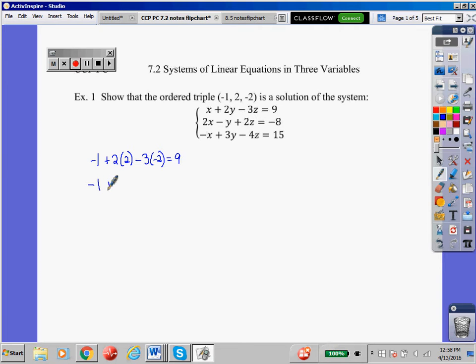So I get -1 plus 4 plus 6, and 9 equals 9. So the first one works. In order, though, for that triple to be a solution, it has to work in all 3 equations. So let me give you a head start and plug in those 3 in the second equation, but you have to show your work. Okay? Don't do that in your head, because then how do I know what you did? So gotta show it. Don't just say yes. Plug it in and show that the left side equals the right side.